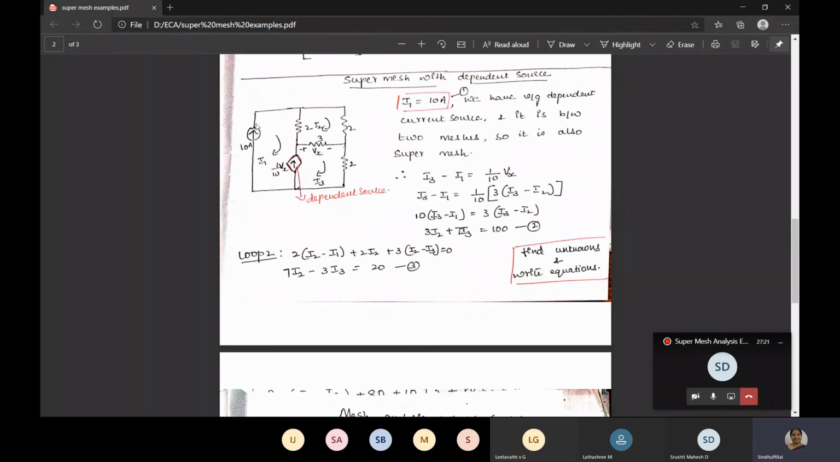Next, see whether there is any current source at the border. So we have a current source of 10 amps at the border of the first loop. So the current I1 will be equal to 10 amps. I1 is in the direction of the 10 amps, so it is positive. So I1 is equal to 10 amps. Okay. Next, see whether there is any current source between the meshes. Between I1 and I2 we don't have any current source. Between I2 and I3 we don't have. But between I1 and I3 there is a current source.